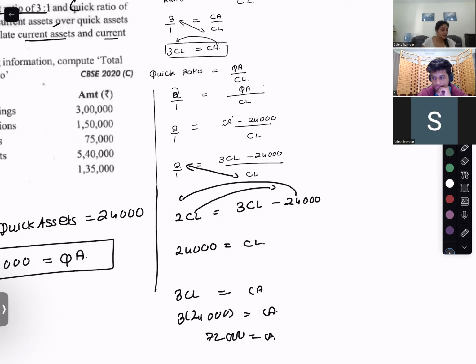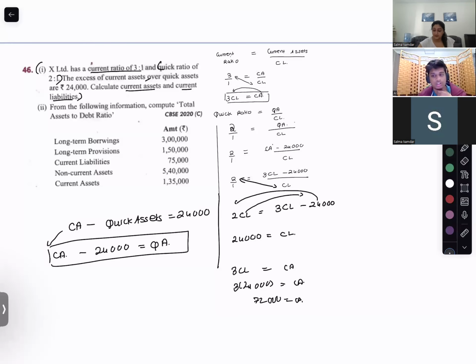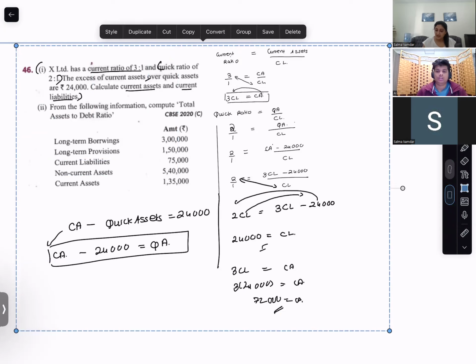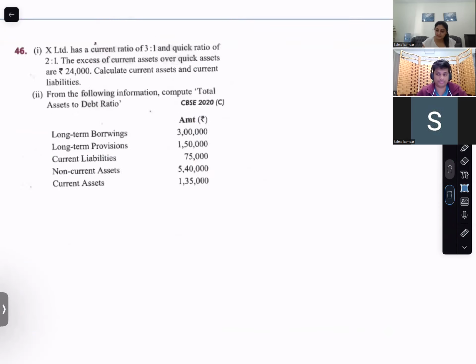I want you to do this. I'm waiting for you to do it. So we have our current assets as 72,000 and current liabilities as 24,000, and with this we finish our sum. Let's go to the next sum.